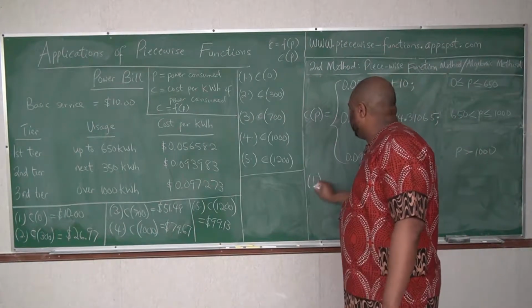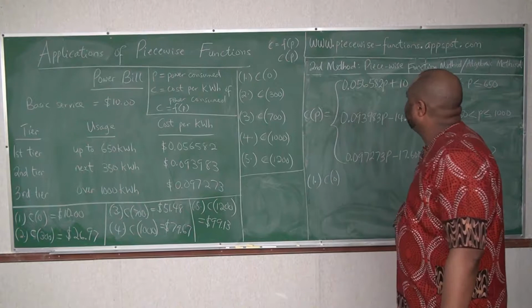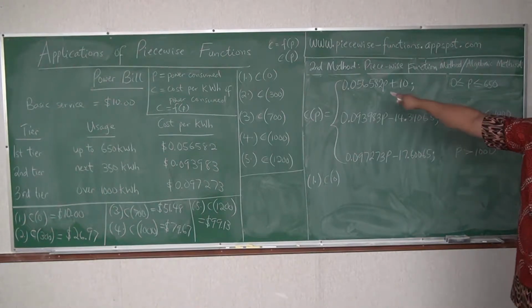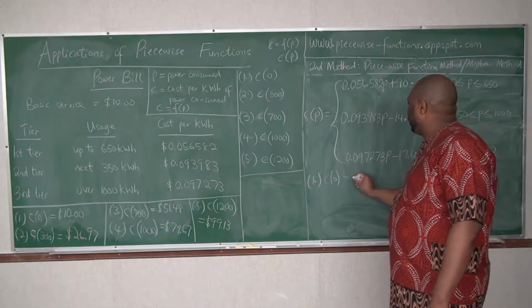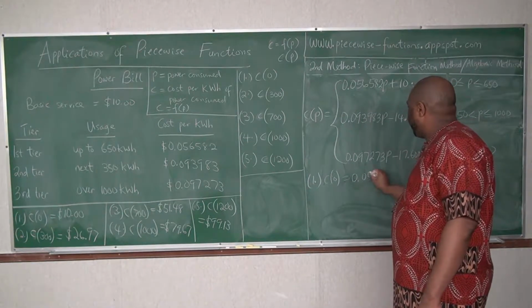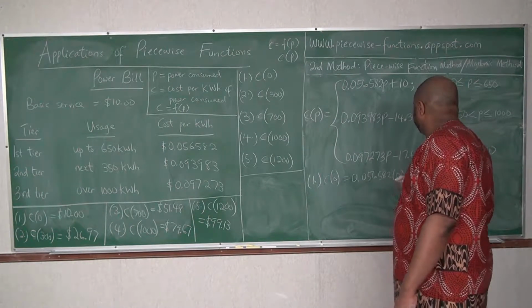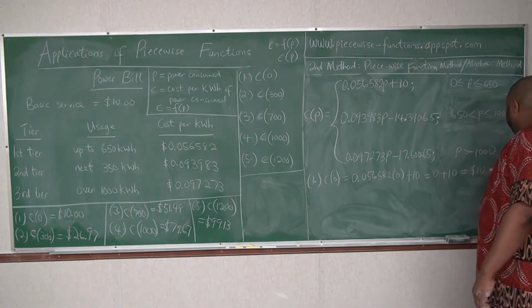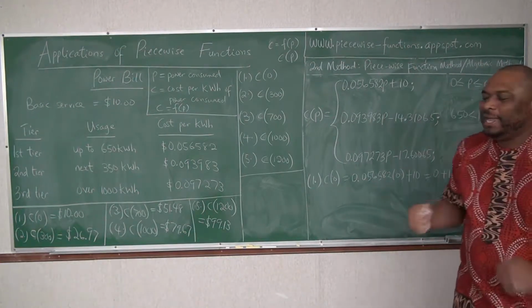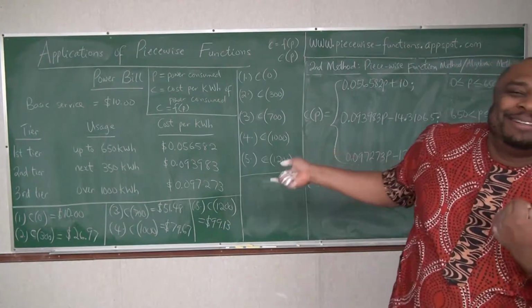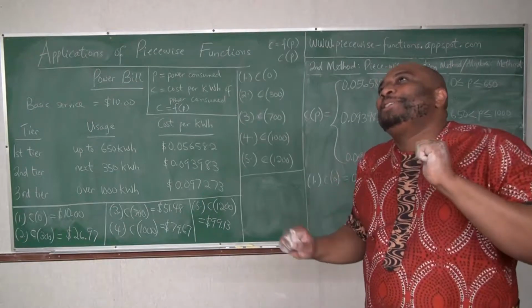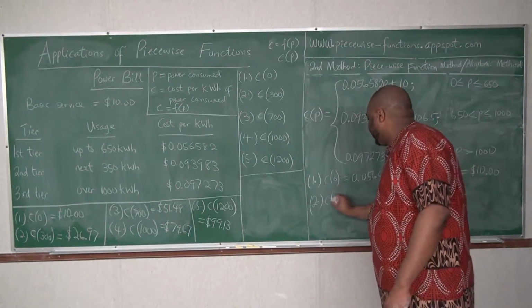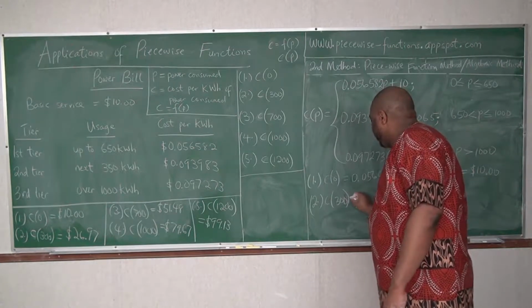So number one, C of 0. Okay. So here, which piece? You see that 0 falls in this domain, so you have to use this piece. Okay? So that would be 0.056582 times 0 plus 10. And that would be 0 plus 10, and that is $10. I don't want to dance now, because this first one is pretty straightforward. Okay. Number 2, C of 300. 300 falls under which domain?